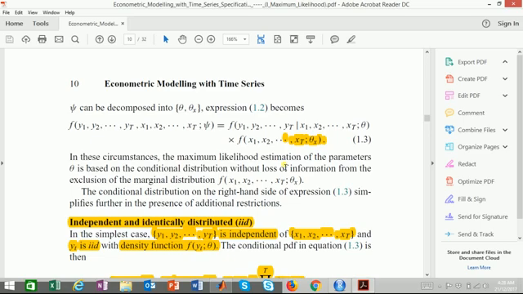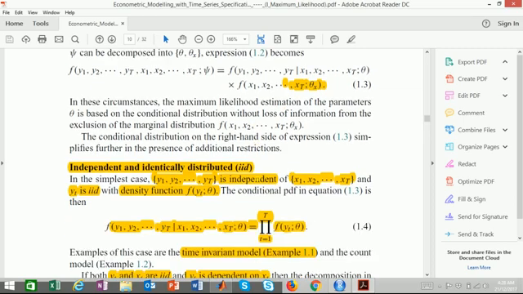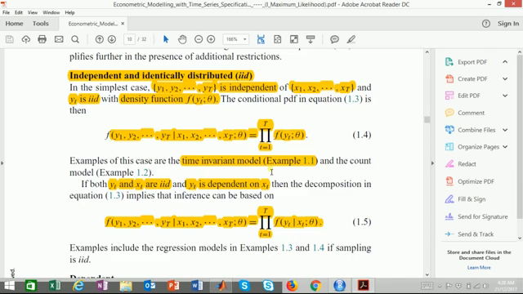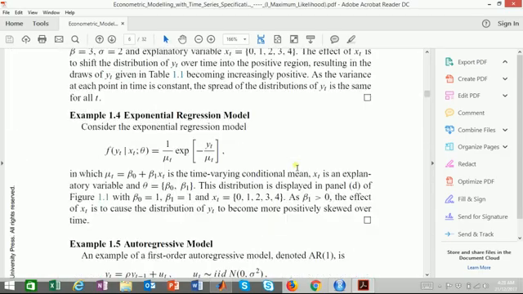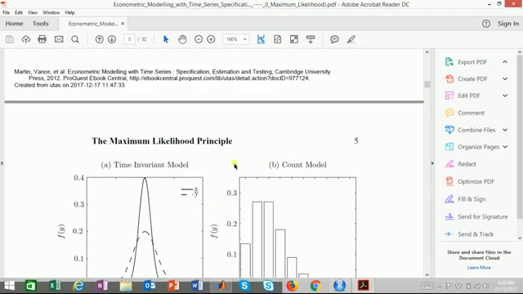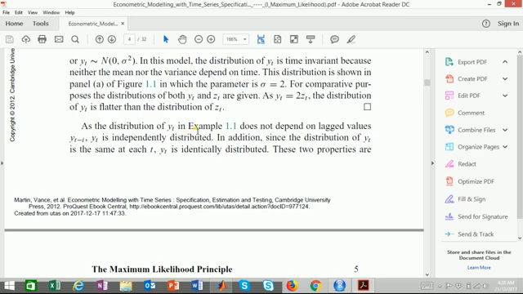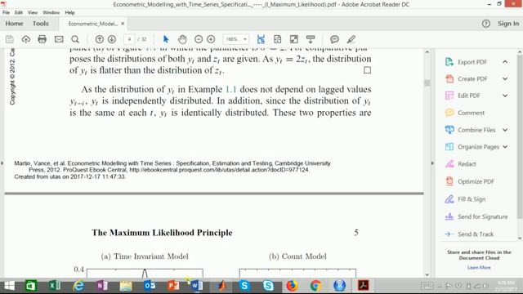Another important concept, independent and identically distributed. Just to recall very quickly, independent and identically distributed, IID. The distribution of y does not depend on the lag of yt minus 1, that is, independently distributed. Then identical, the distribution of y is the same in each time t, so y is identically distributed. These two properties are jointly called independently and identically distributed, IID.